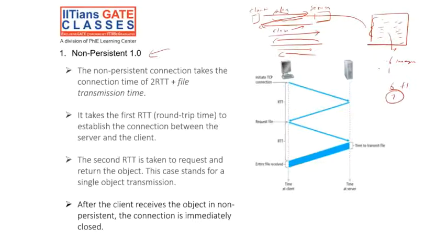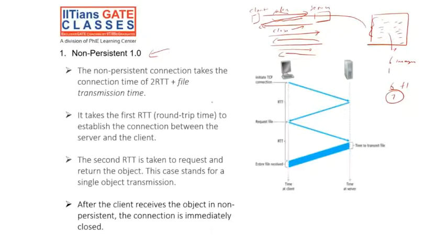So for each object there is one connection. Your text file is also one object. That's the meaning of non-persistent. For each object there is a request and a response.